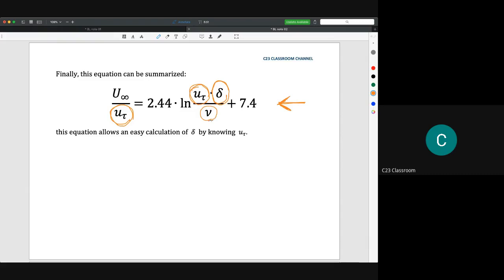and this is the kinematic viscosity. By having these two parameters, and U infinity here is the free stream velocity. So if the wind or the water flows at 5 meters per second, substitute the capital U with that velocity. If you have all these parameters, you can calculate the value of delta.